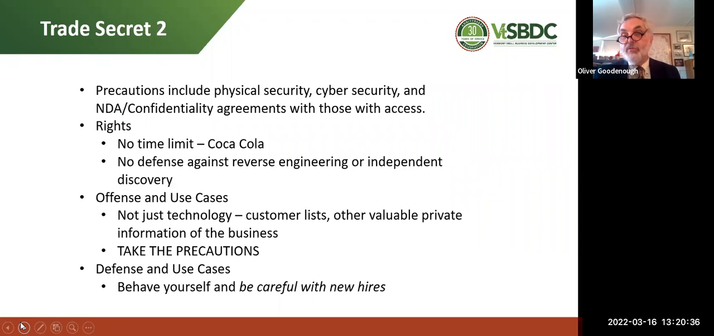And the precautions, what do you do? You have to keep it secret. Precautions include physical security. Keep the drawings in a locked file cabinet under lock and key. Keep the secret under lock and key physically. Have good cybersecurity. Take cybersecurity methods, and have non-disclosure agreements, confidentiality agreements with those with access, so that you cover that. Your employees, in your employee agreement, in addition to an assignment of intellectual property rights, which we talked about above, right? You also want to have a confidentiality provision in those.